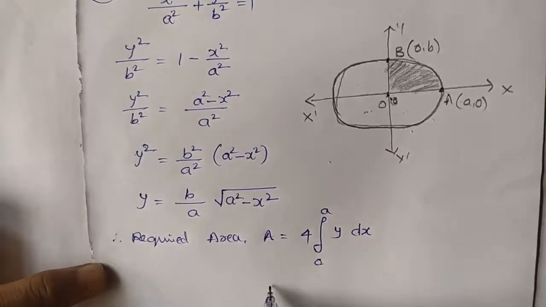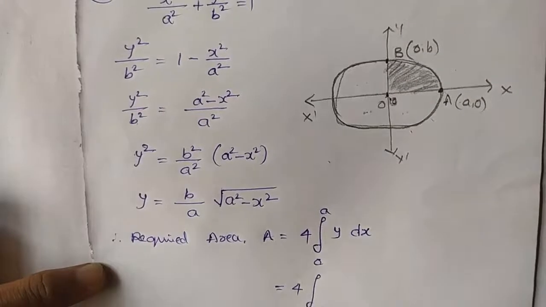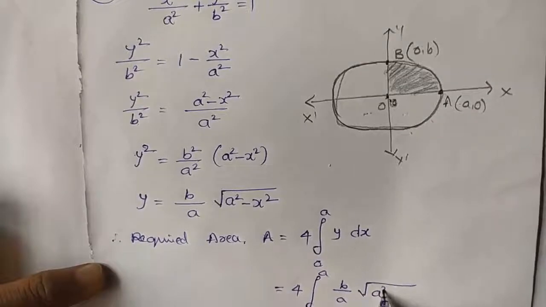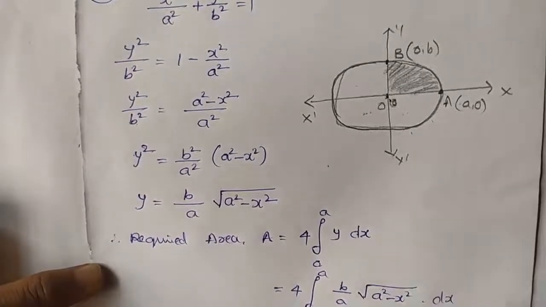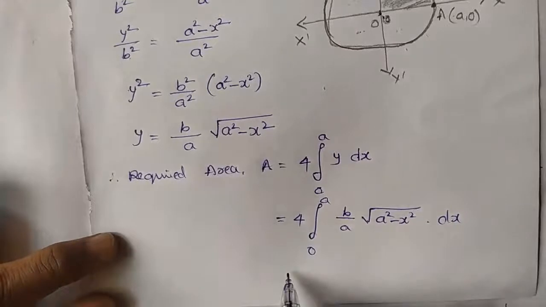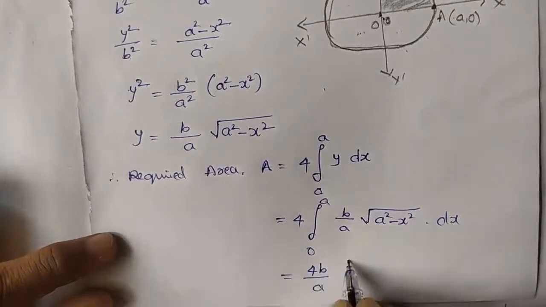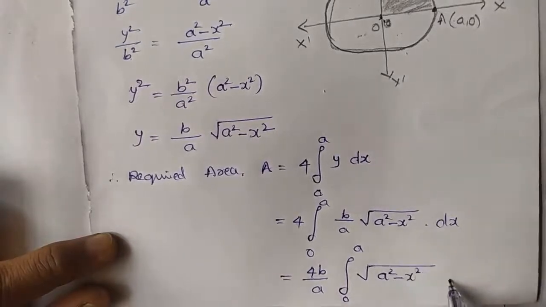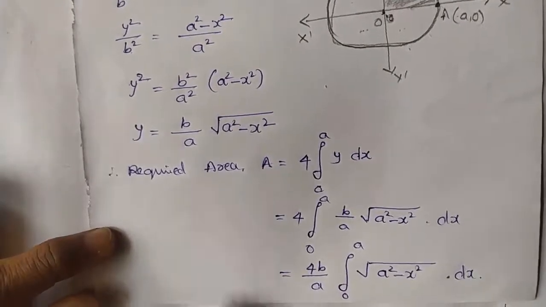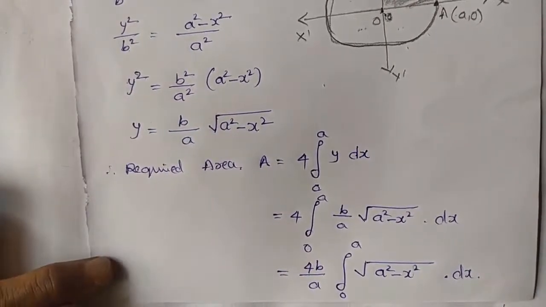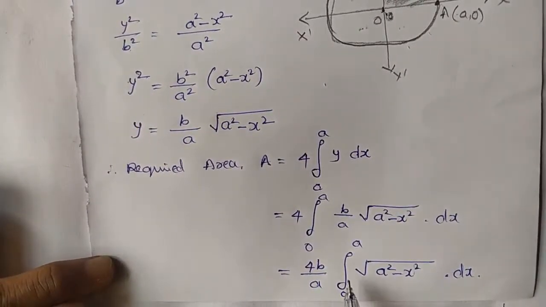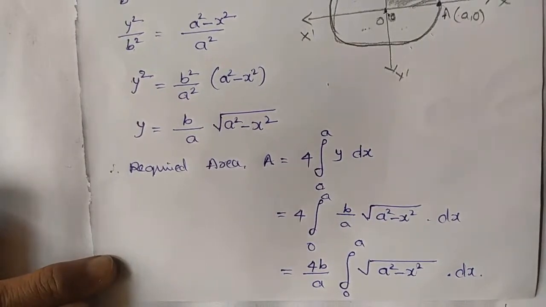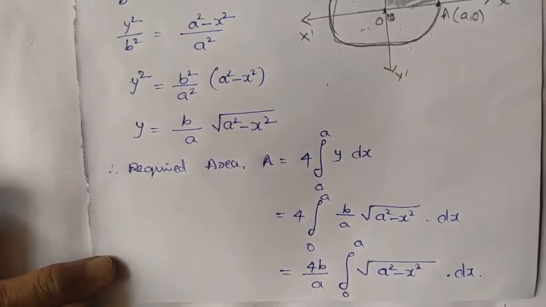y in this integration, that is equals to 4 into integration of 0 to a y, b by a into square root of a square minus x square into dx. That is equals to 4b by a into integration of 0 to a square root of a square minus x square into dx. Next step, for this you have to remember the standard form integration of square root of a square minus x square.